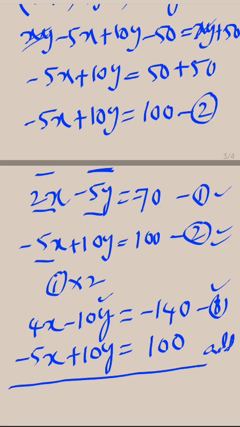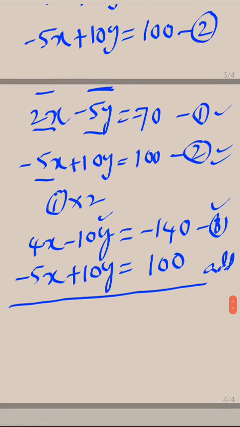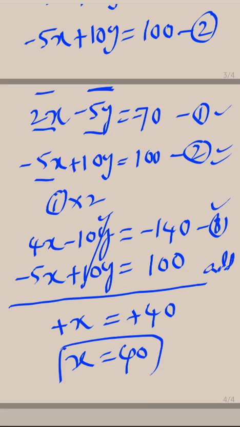If I add these two, then what happens? No need to change the signs of the second equation. Just directly minus 10y plus 10y. If we add these two, we can cancel it, opposite signs. 4x minus 5x is minus x, that is equal to, here minus 140 plus 100, opposite signs means subtract it, minus 40. So minus x equal to minus 40. Both sides the minus sign is there, cancel it, it becomes plus. So x is equal to 40. Finally we got the x value.